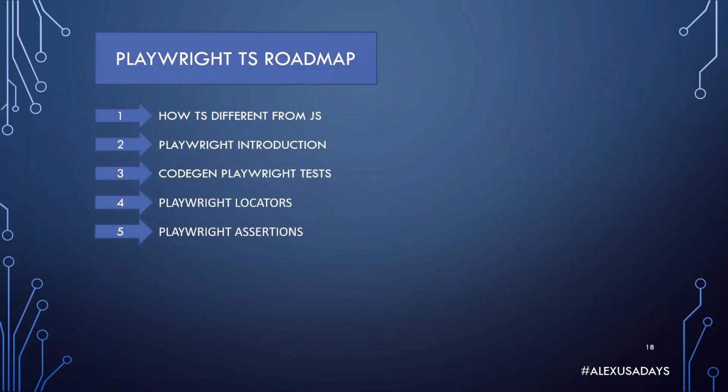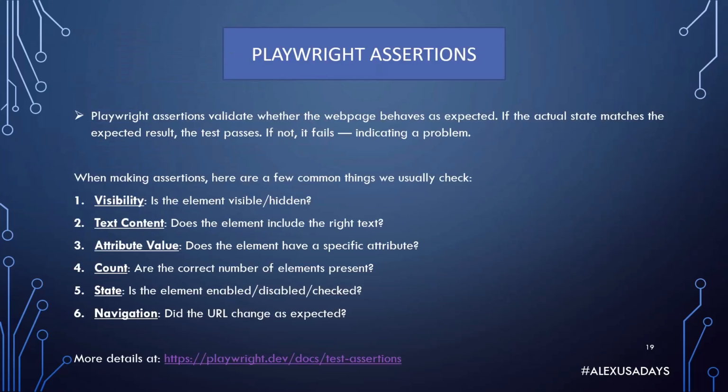Today we're going to talk about Playwright Assertions. Playwright Assertions validate whether the web page behaves as expected. If the actual state matches the expected result, the test passes. If not, it fails, indicating a problem.